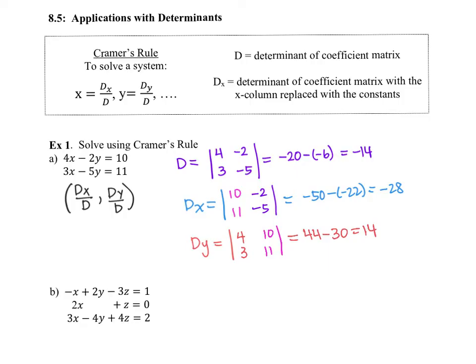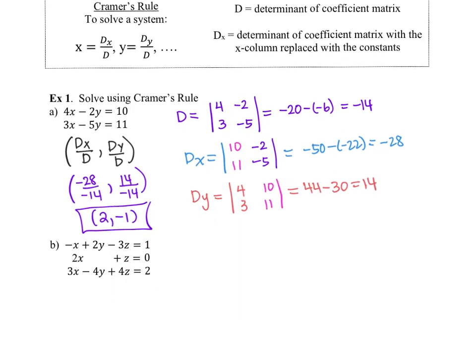Now if I want to go back and actually calculate the answer, let's see, dx is negative 28, d is negative 14, comma, dy was 14 over negative 14. So the answer to the system would be 2, comma, negative 1. So it's just another method for solving the system rather than elimination, substitution, or reduced row echelon form.